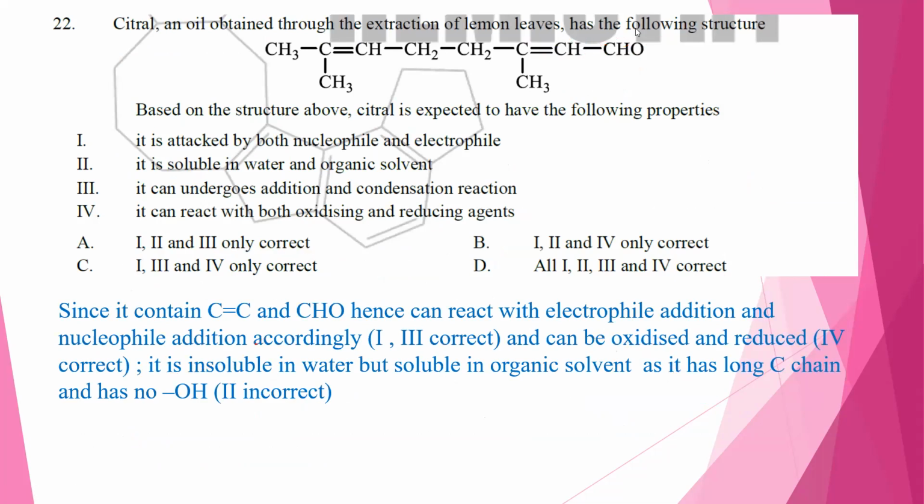Okay, 22. Citronellal, an oil obtained through extraction of lemon leaf, has the following structure. So based on the structure, what properties is the citronellal expected to have? Number one, it is attacked by both nucleophile and also electrophile. Okay, so this will be attacked by the electrophile, and this will be attacked by the nucleophile. No matter addition or substitution, they will both attack in here. Okay, so one is correct.